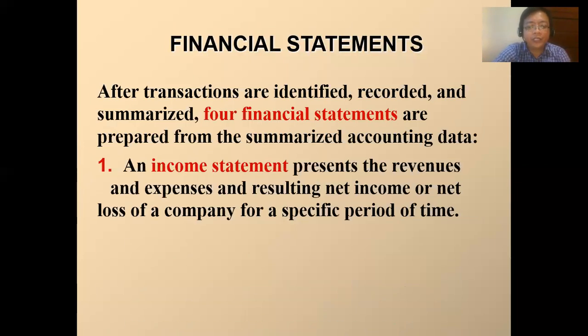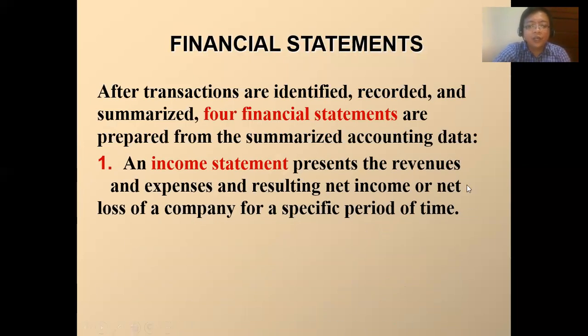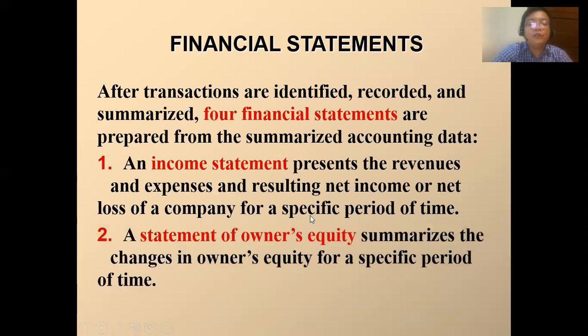So there are four FS. You have the income statement, also known as the statement of performance, statement of profit or loss, or statement of comprehensive income. In the income statement, you just record revenue and expenses, and the result is net income or net loss. You also have the statement of owner's equity or statement of changes in equity. You summarize the owner's equity for the specific period of time. Okay?